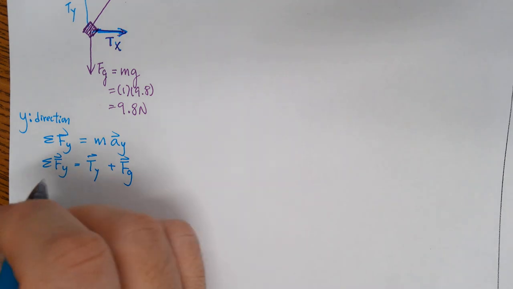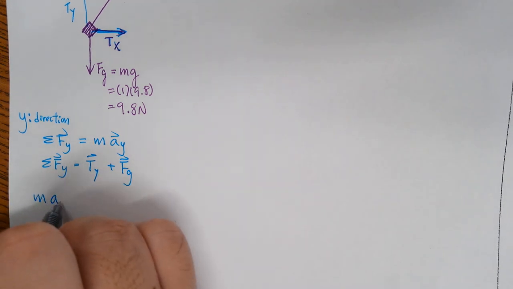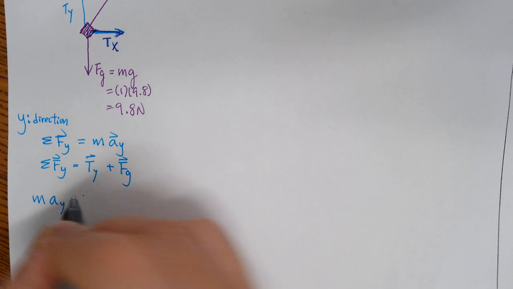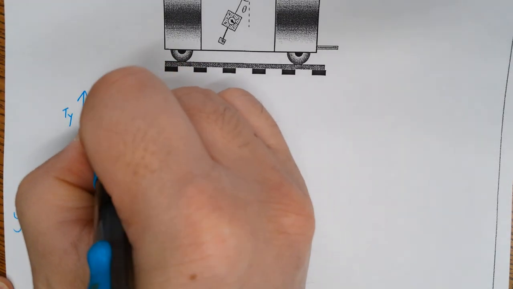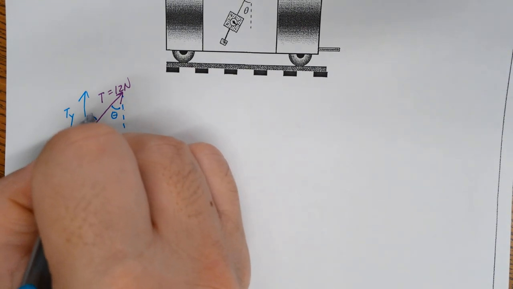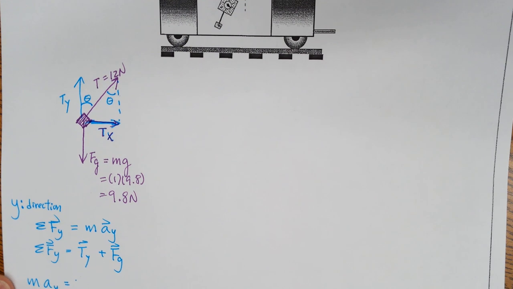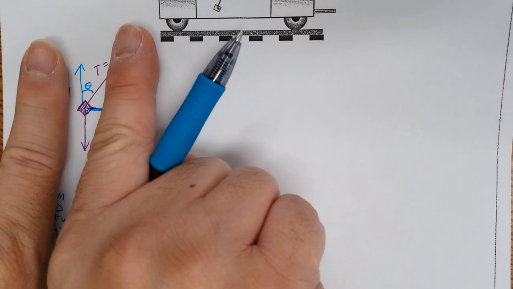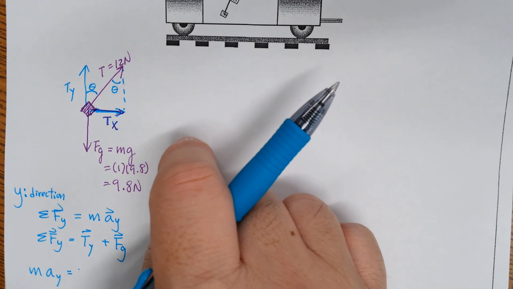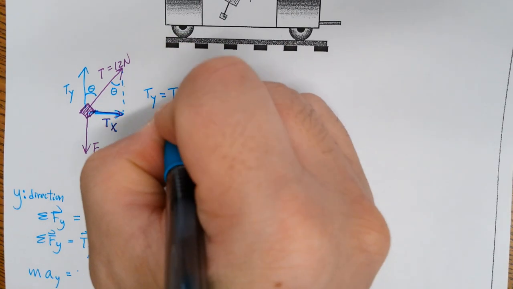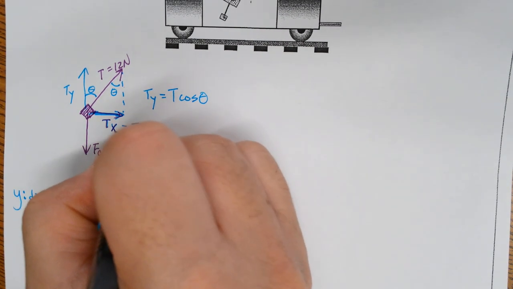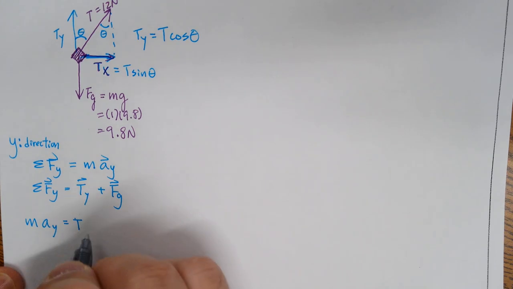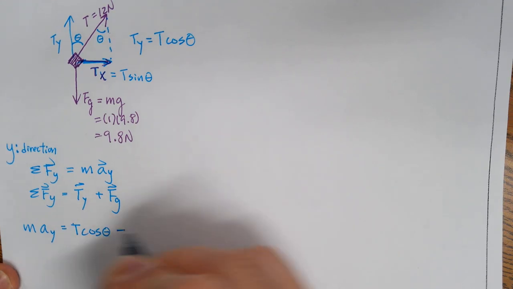Therefore, if I were to look at, MAY is equal to TY, which is this angle here is theta, which makes this angle theta because vertical angles are congruent, right? Or alternate interior angles are congruent for the transversal cutting through two parallel lines, right? So Ty is really equal to T times cosine of theta, and Tx is T times sine of theta. Okay, so here my T times cosine of theta minus Fg.